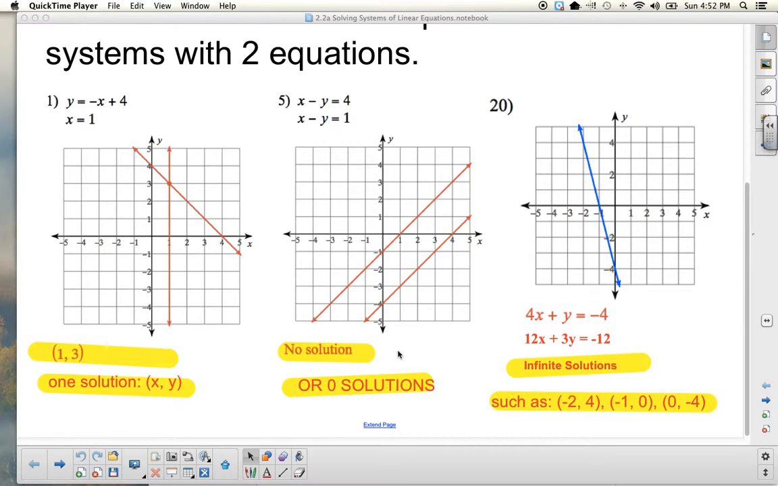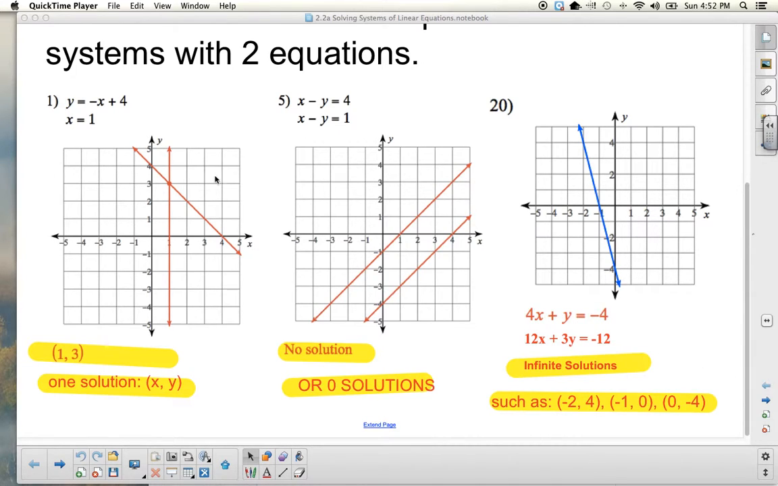The third example has one line drawn, but what you don't see is that both of these equations, when they would be graphed, would form that blue line. Since we're told it's a system and you only see one line, you must understand that this is really two lines and that they share all the points, which makes this an infinite solution system. Some of the points that you could pick out are -2, 4, -1, 0, and 0, -4. You can see them on the graph. So if you need a solution, just pick one of the points that you can see.